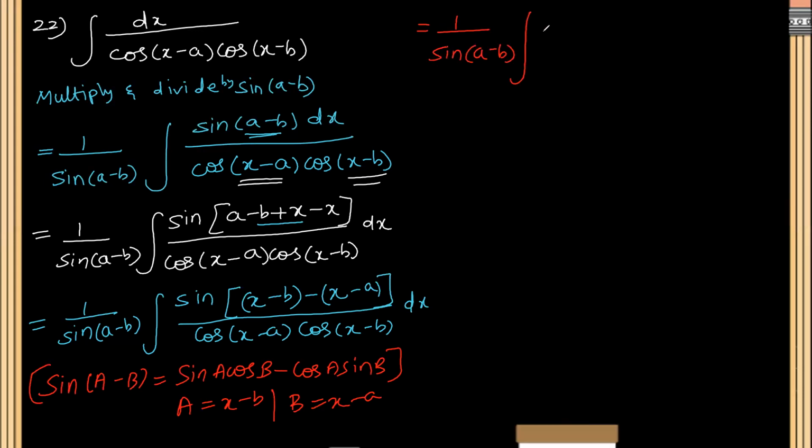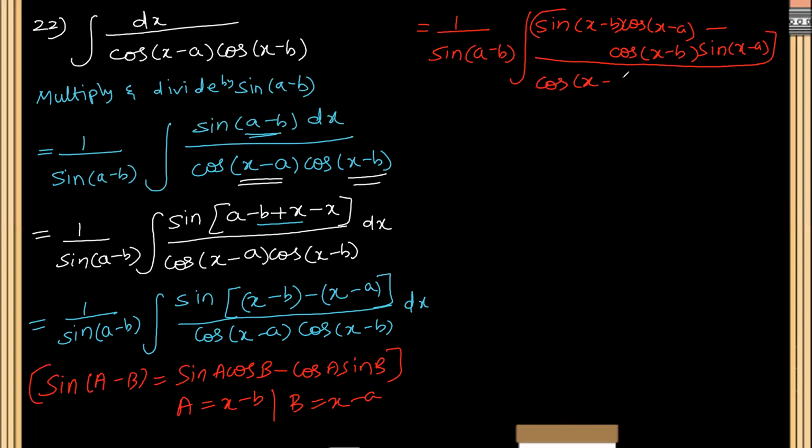So this last step, we can write it as 1 by sine of a minus b outside as it is. Numerator part, sine a cos b, that is sine of x minus b into cos of x minus a. As it is a minus b formula, in between minus, cos of x minus b into sine of x minus a, the whole by cos of x minus a into cos of x minus b dx.